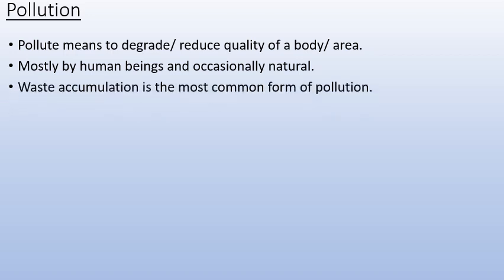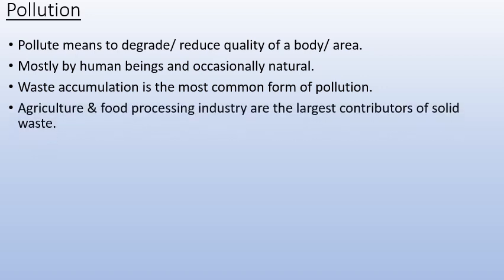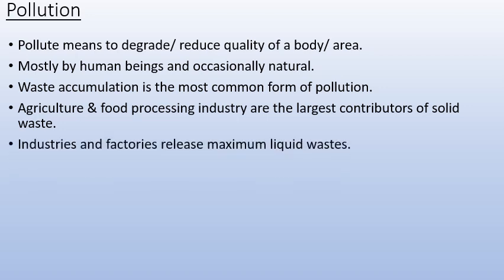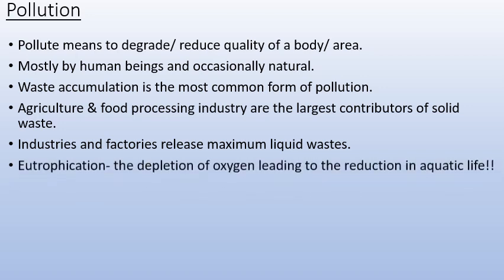Waste accumulation is the most common form of pollution. Even though there are natural ways in which pollution takes place, the most common way is through human beings, through us dumping or accumulating waste. Agriculture and food processing industries are the largest contributors of solid waste. So if we classify solid waste and liquid waste, solid waste mainly comes from the agriculture or food industry, while liquid waste mainly comes from factories or industries which produce chemicals, pesticides, petrochemical products, plastics, or petroleum related refineries or oil rigs, all these places where there is a lot of refining taking place and energy being produced, there is a lot of slurry and a lot of liquid waste. Eutrophication is one of the most significant effects of water pollution, which we'll be learning in the next slide. What is eutrophication?